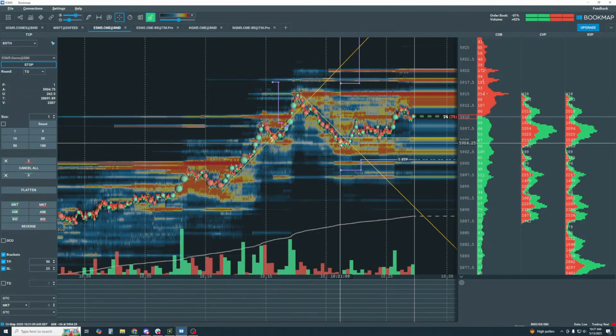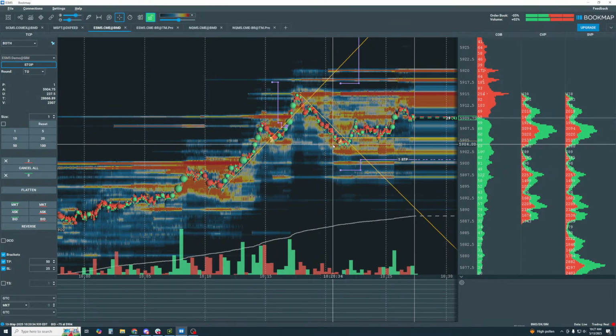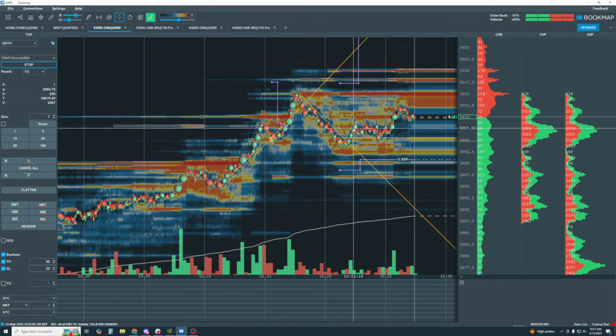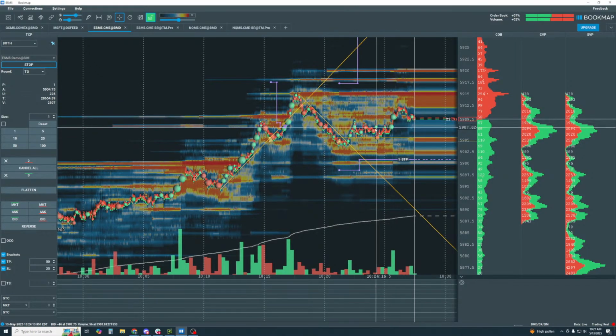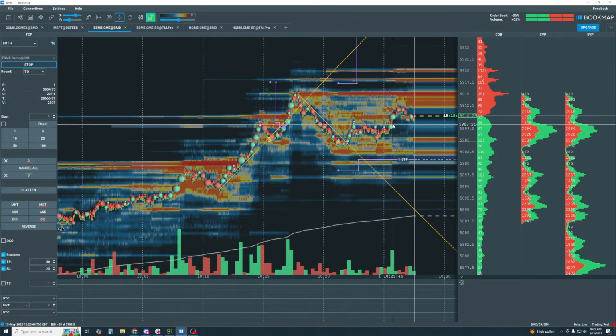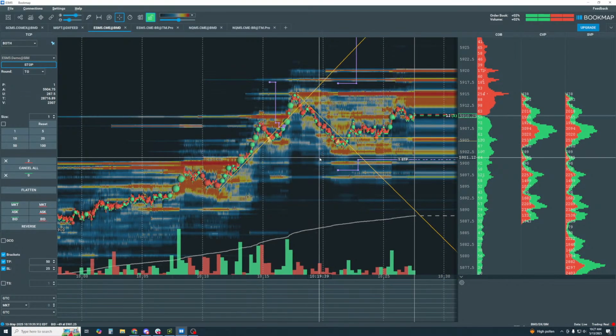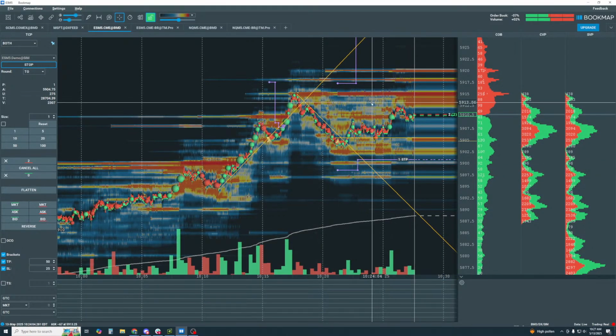I saw them getting filled on the bid on a pretty steep pullback, and then I saw the accumulation here by the aggressors on the buy side. So I'm going to stick with it. I see the passive accumulation and aggressive accumulation. Let's see if we can get a runner out of this.